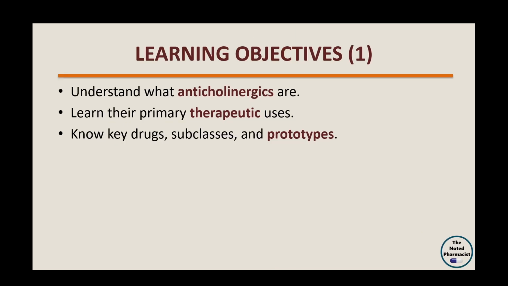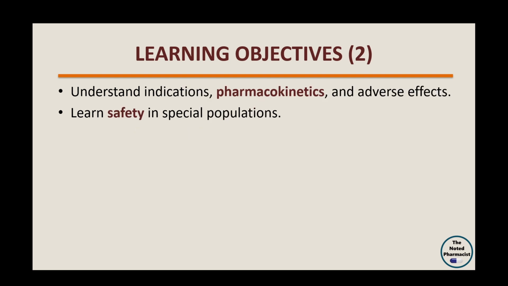Learning objectives. By the end of this lecture, you will understand what anticholinergics are and their primary therapeutic uses. You will become familiar with key drugs in this class, their subclassifications, and prototypes. You will comprehend the mechanisms of action of anticholinergics at molecular and cellular levels. You will learn about the indications, pharmacokinetics, and adverse effects of this drug class. You will understand their safety considerations in special populations, including pediatrics and geriatrics.